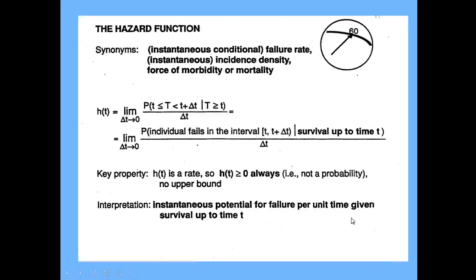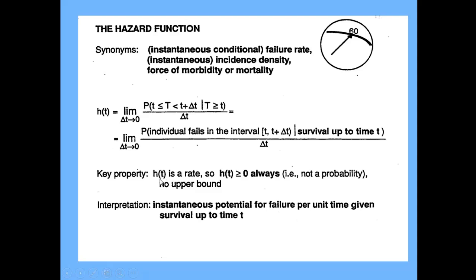Okay. So I just talked about the hazard function. How are we doing, by the way? Is this horrible? Are we following this? We haven't done anything that fancy, but the hazard function. Okay. And there it is. There's that speedometer. So one synonym is instantaneous conditional failure rate. Another one is instantaneous incidence density. Another one is force of morbidity or mortality. It's an instantaneous potential for failing at time t. That's what it is.